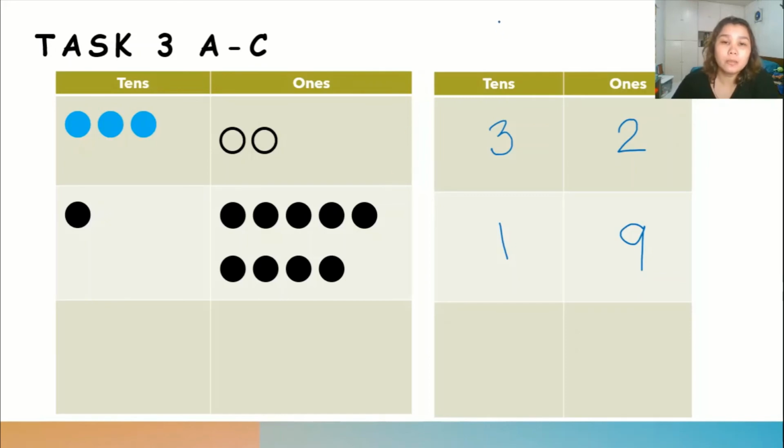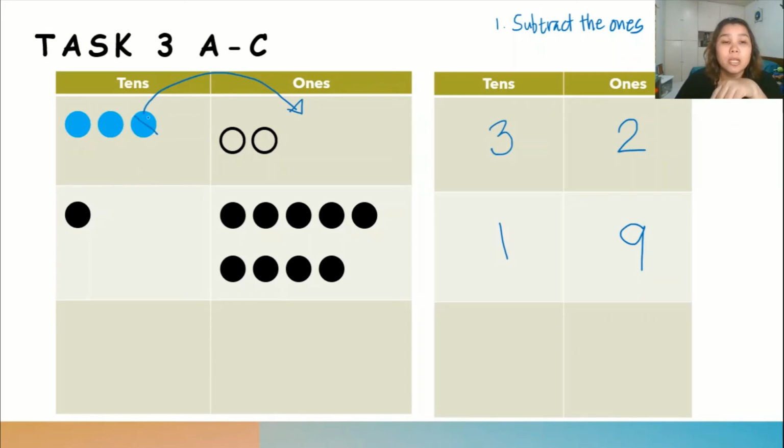So let's begin. If you can remember, step 1, subtract the ones. Okay, so what are the numbers under ones? We have 2 minus 9. So can we get 9 from 2? No. If our answer is no, it means we have to borrow para madagdagan itong 2. So we have to borrow from 10. So this one will be transferred here. And it will not be blue chips anymore.